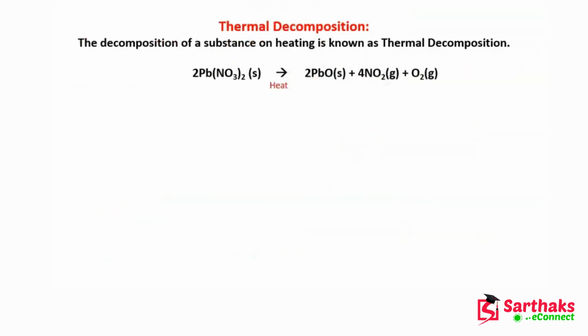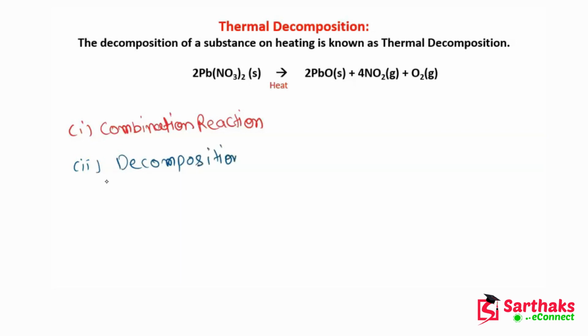Okay, and let's talk about the types of thermal decomposition. So what are we studying? We are studying the types of chemical reactions. We have studied two types yet. First one is combination reaction. The second one is decomposition reaction. Now, this decomposition reaction also has three types.